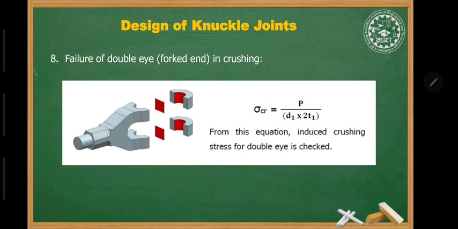Next, failure of the double eye in crushing. So for single eye, the crushing stress is calculated like sigma CR is equal to force upon d1 multiplied by t1. So here you can see the area is doubled, that is for this and this our area will be doubled. So the equation will be sigma CR is equal to force upon d1 multiplied by 2t1. So from this equation the induced crushing stress for the double eye is checked.